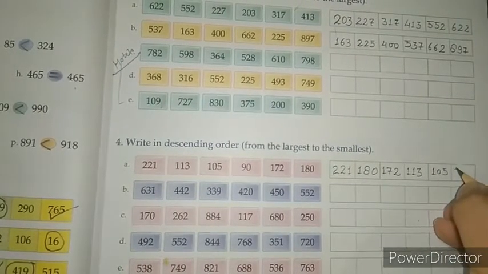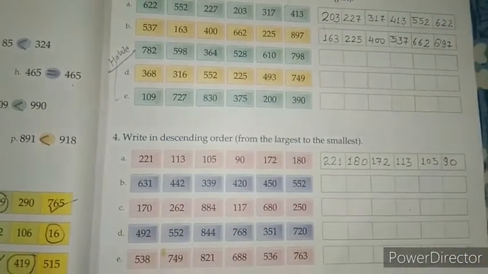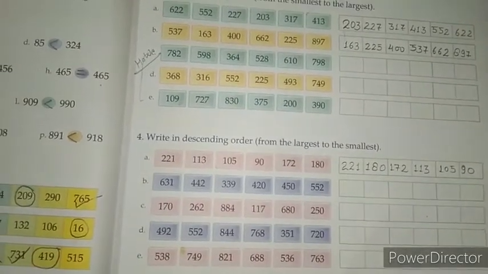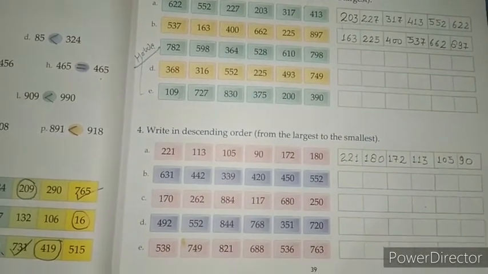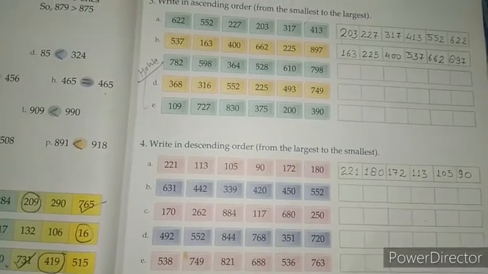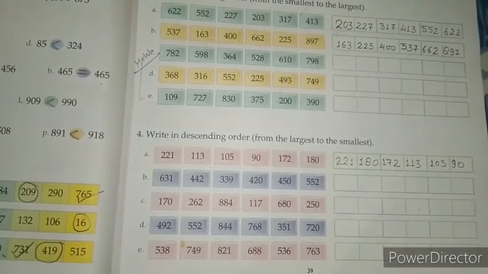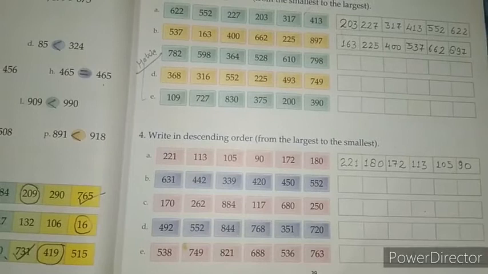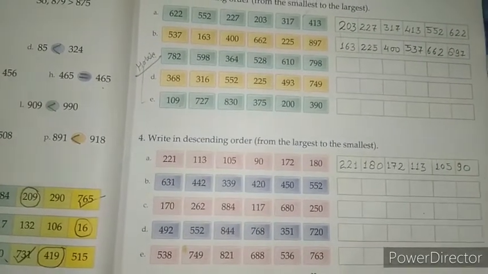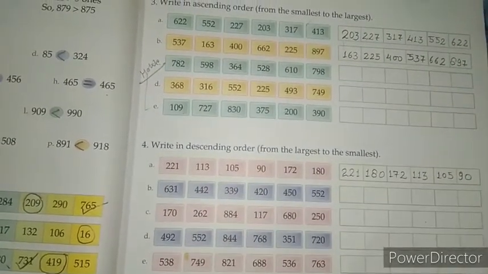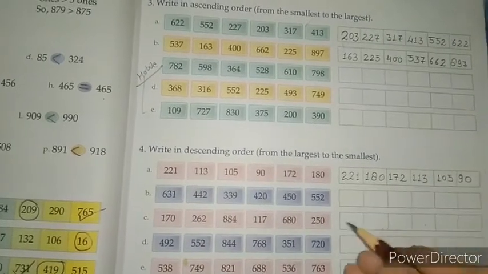And last 90. So in this question you have to write, firstly you have to write the largest number and in last you have to write the smallest number. मीन्स सबसे पहले आपको सबसे बड़ा नंबर लिखना है और उसके बाद आपको उससे छोटा उससे छोटा उससे छोटा नंबर लिखना है. Understood all of you students? Very good. Now come on your next question.